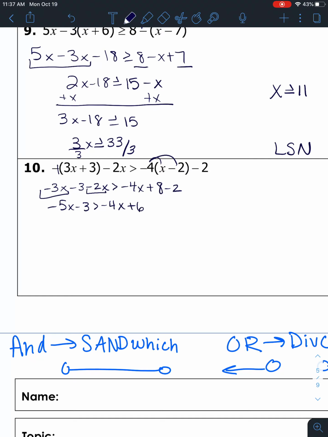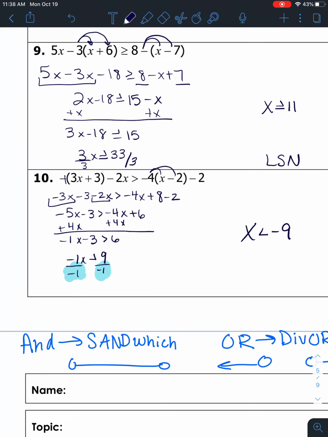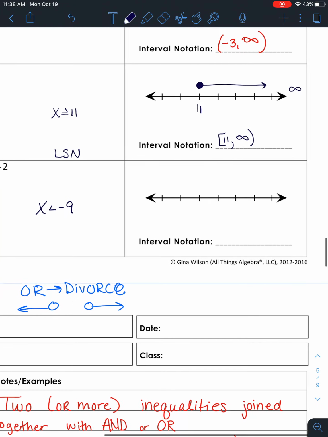All right, let's add our 4x to both sides. So that gets me negative 1x minus 3 is greater than 6. Going to add 3 to both sides, so that gives me negative 1x is greater than 9. Divide both sides by negative 1. Don't forget we're dividing by a negative here, so I have to flip my sign, which means x is now less than negative 9.